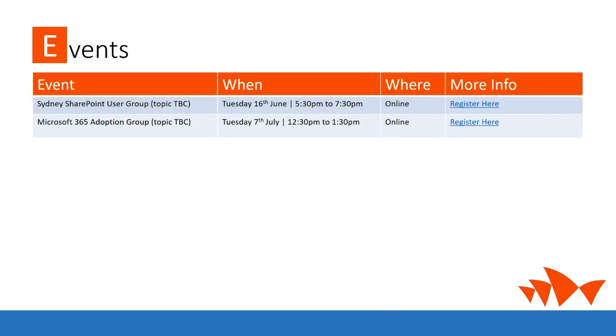In terms of events that are coming up, it's been a bit of a quiet month. So the only other user groups that have actually mentioned that they're running an event are the Sydney group and the Microsoft 365 adoption group. But neither group, at the time that I produced the slide, had actually announced a topic. But if you're interested in joining those groups, you can register using the links in the deck that I'll provide. They typically, like us, run a session once a month, and naturally everybody is still online given the current circumstances. So do check those out if you have the time.